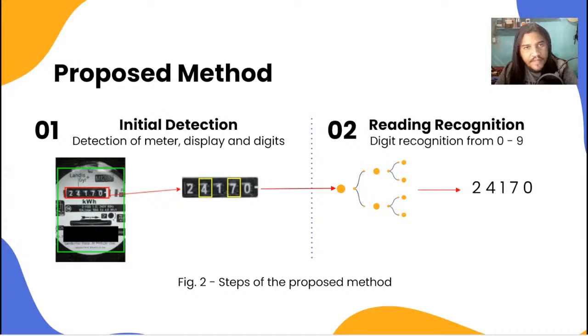The initial detection is the first step, in which the detection of meter, display, and digits will occur. The detected digits will be passed to the second step, called reading recognition, in which those digits will be recognized from 0 to 9.